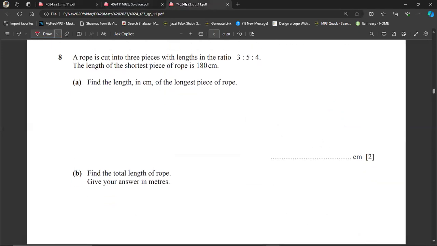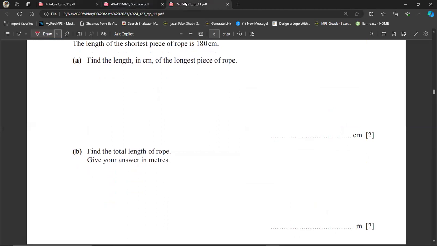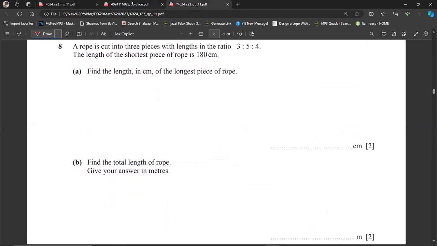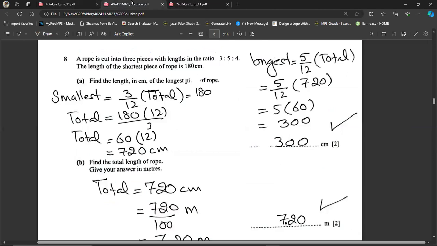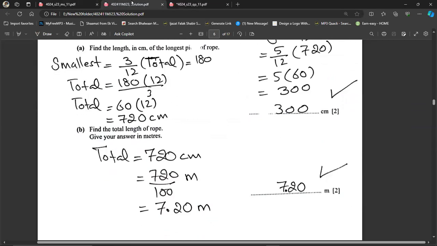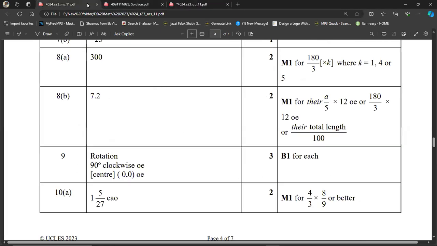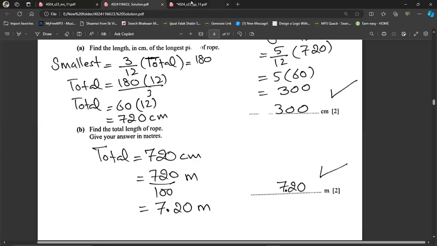Okay, the B part is, he says, find the total length of the rope. We have found the total length of the rope, that is 720 centimeters. You want the answer in meters. So what you will do, you will convert that centimeter into meters. For that purpose, you will divide it by 100, because in 1 meter, there are 100 centimeters. So 720 divided by 100, that is 7.20 meters. That's right.